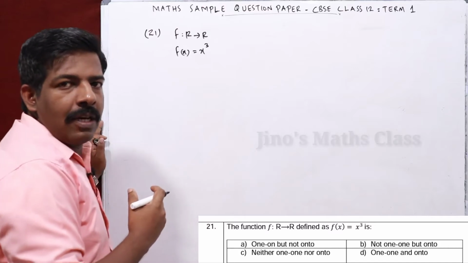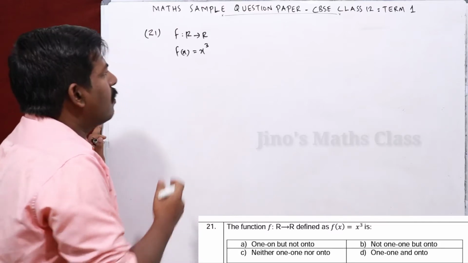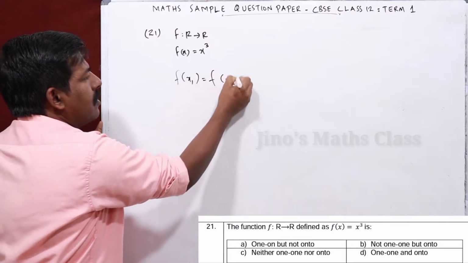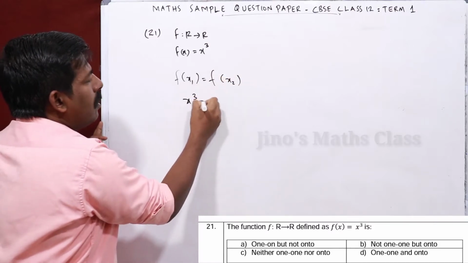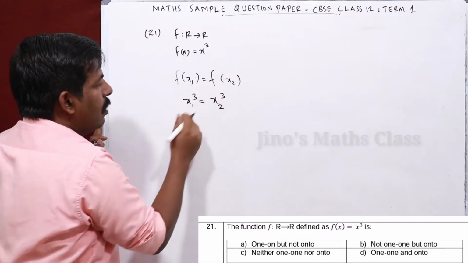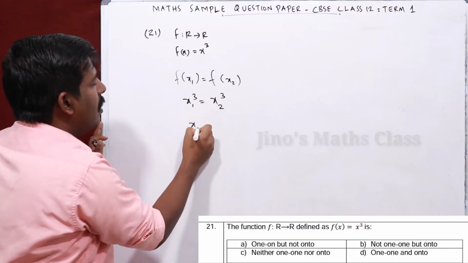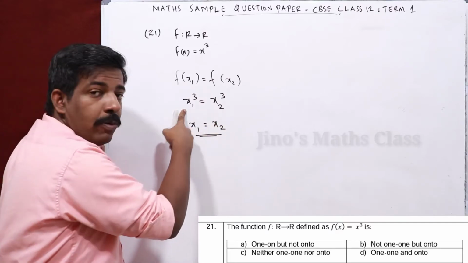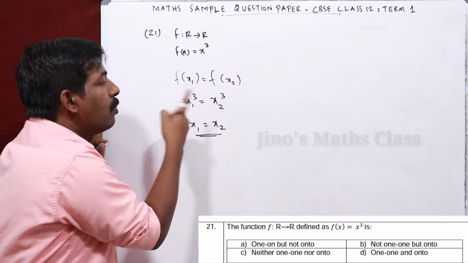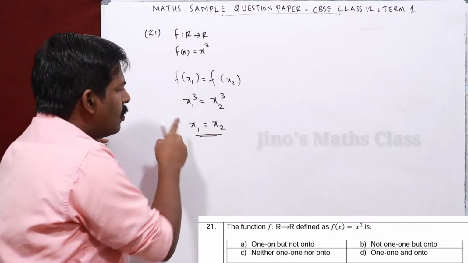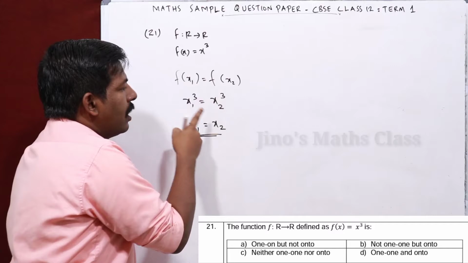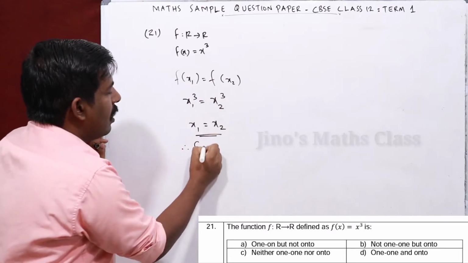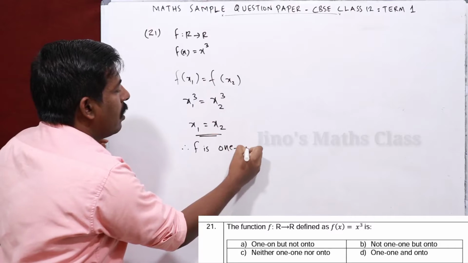So let's check whether this function is 1-1 or not. For that we will take f of x1 equal to f of x2, that means x1 cube is equal to x2 cube. Therefore x1 is equal to x2, because the cube of positive numbers is positive and the cube of negative numbers is negative. So x1 cube equals x2 cube is possible only when x1 equals x2. Therefore we can say f is 1-1.